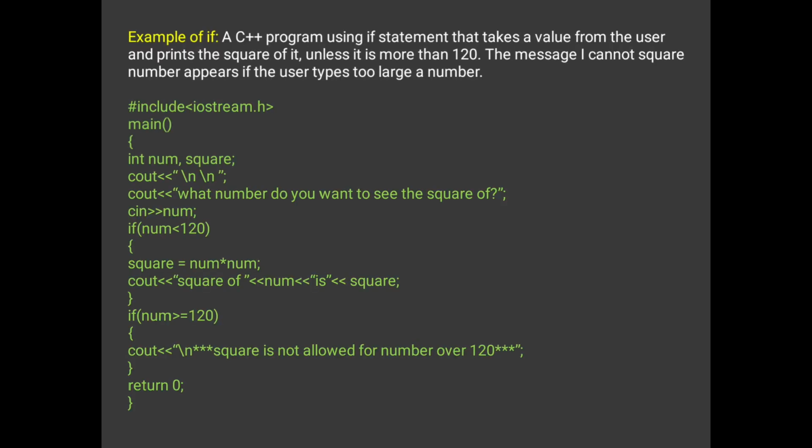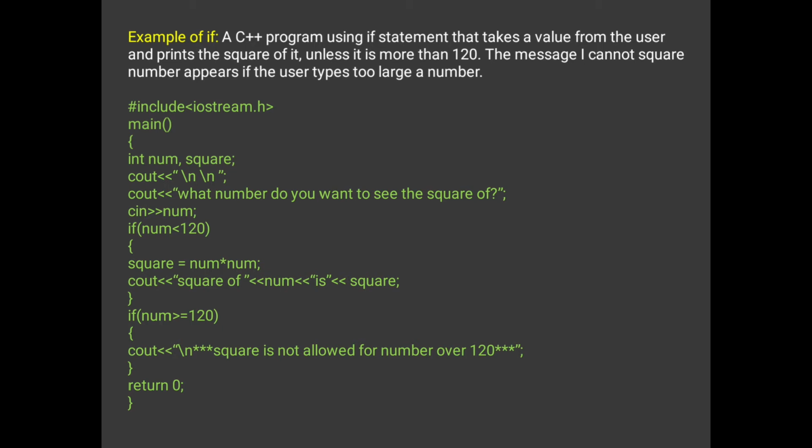Let's see a program based on that. A C++ program using if statement that takes a value from the user and prints the square of it unless it is more than 120. Like I said, you have to understand the program question, because based on the program question you'll be writing down the source code. Only the program question will be given and you have to understand that.